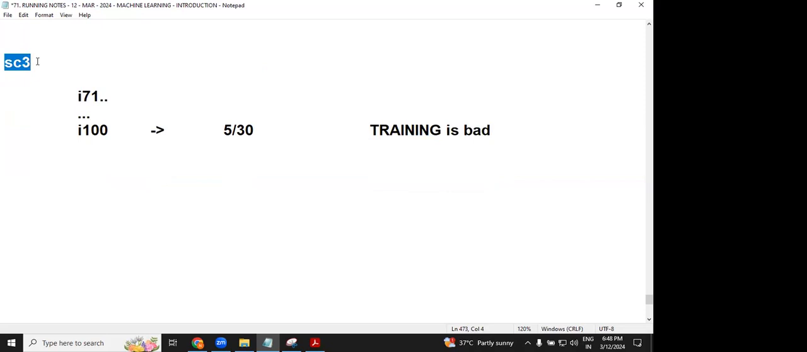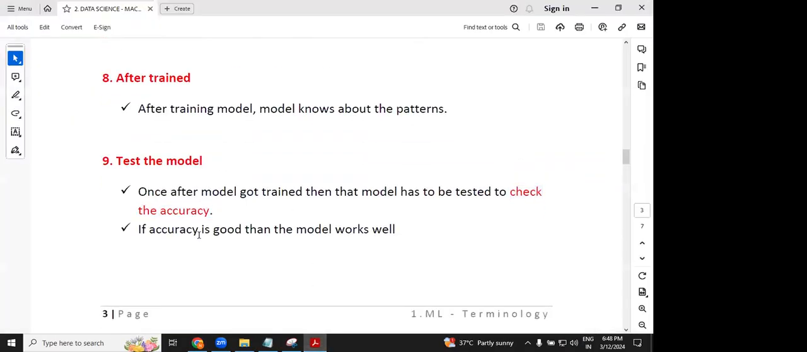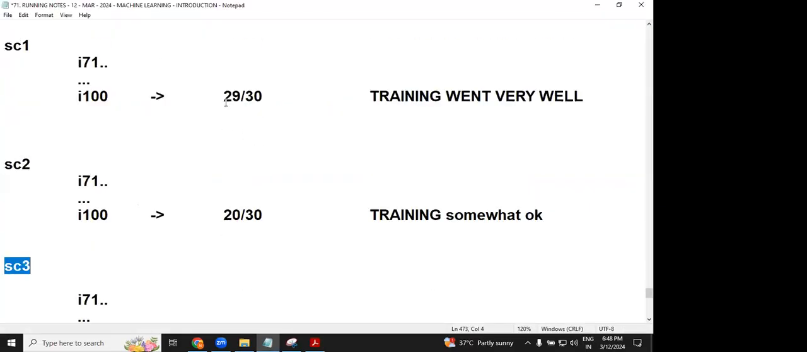Conclusion of the story: why is testing required? To check accuracy. Once the model has been trained, it has to be tested in all dimensions to check the accuracy. If accuracy is really good, then the model works. Best example in this scenario, let me tell you.